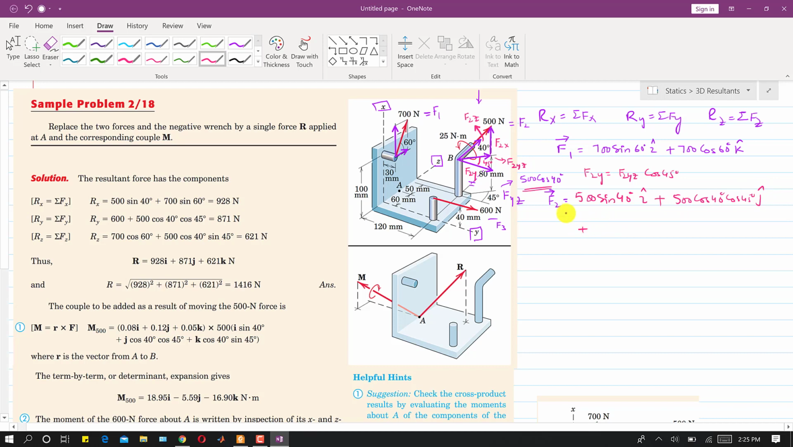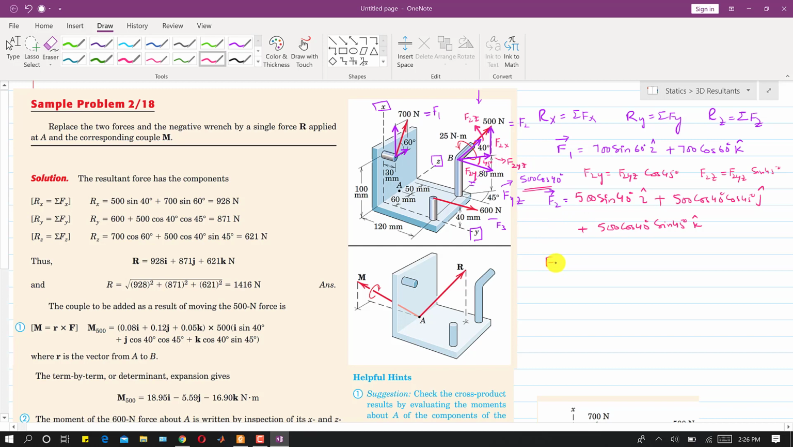Similarly, the F2z component, again I can write that F2z is F2yz sine of 45 degrees, right? This is the sine component of this F2yz. So I can write this will be 500 cos of 40 degrees sine of 45 degrees, and this is along positive k. So this is the vector representation of that F2.